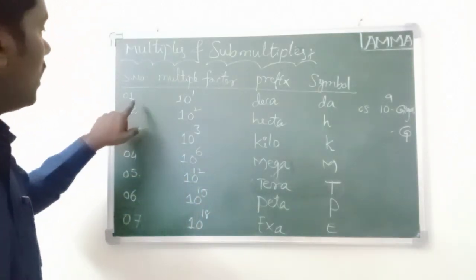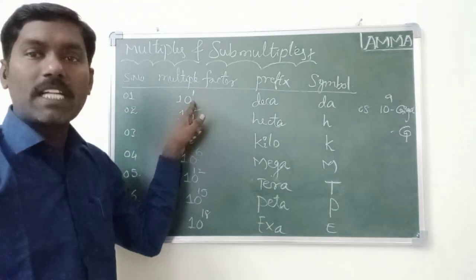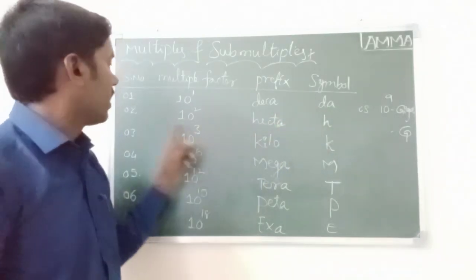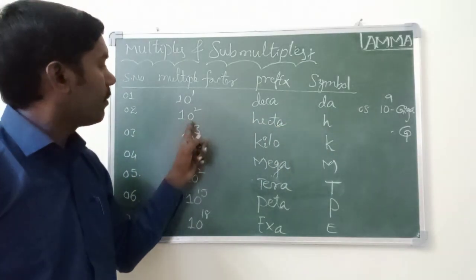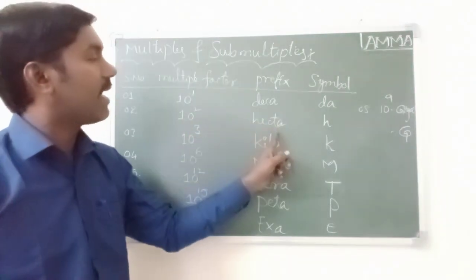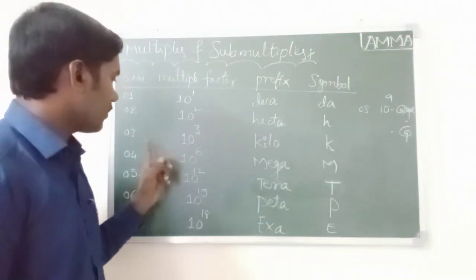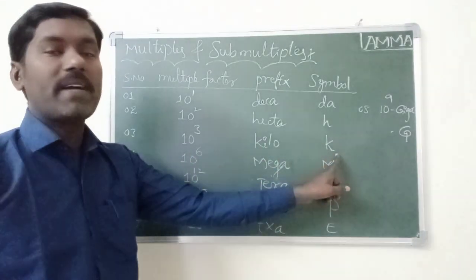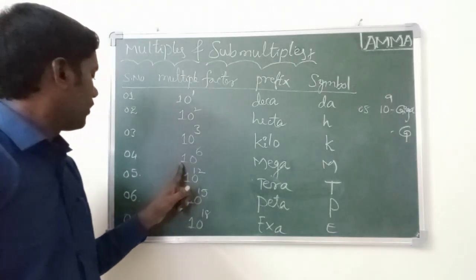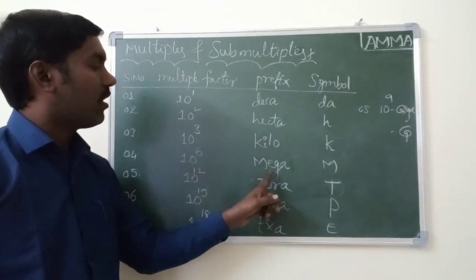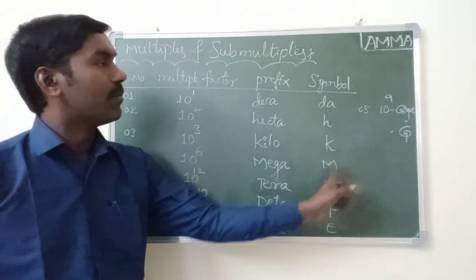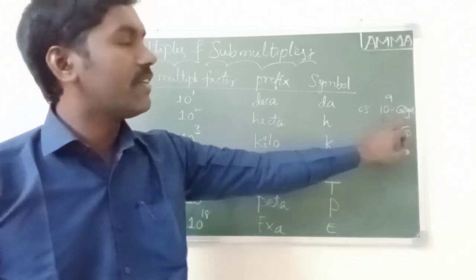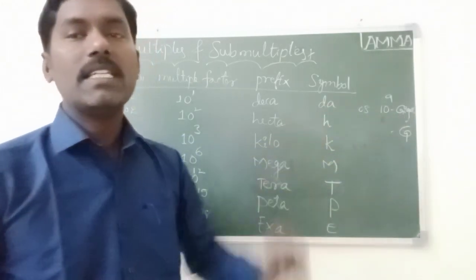Number one: if we multiply the unit with 10 power 1, or simply 10, we call it deca, represented by dA. Second, 10 square is hecta, represented by h. 10 power 3 is kilo, represented by k. 10 power plus 6 is mega, represented by M. 10 power plus 9 is giga, represented by capital G.